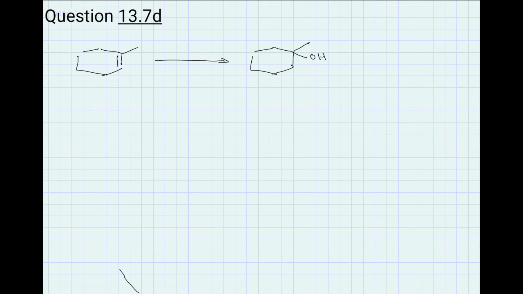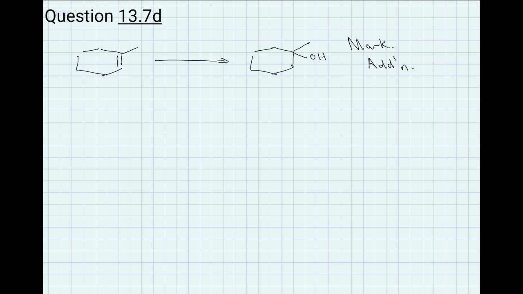Let's take a look at question 13.7d. This asks us, what reagents would we need to generate this tertiary alcohol from this alkene? So we need to add a hydroxyl group and a hydrogen across this double bond, and you can see that this is Markovnikov addition across a double bond.